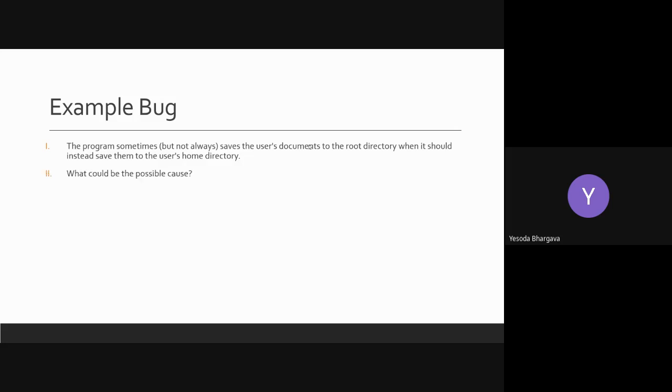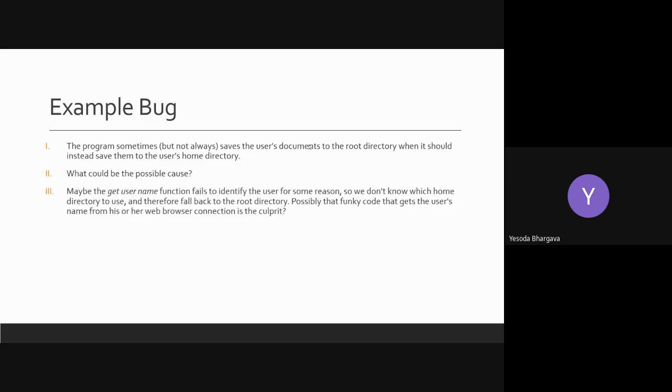There were a few of the functions. So maybe there was a function in which it was failing to identify the user for some reason. And because of that, it was not able to identify the user's home directory, and therefore was falling back to the root directory. So this is one of the causes that the developer guessed.